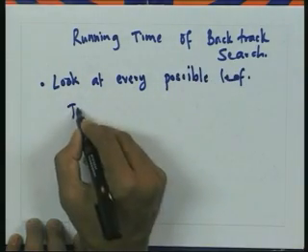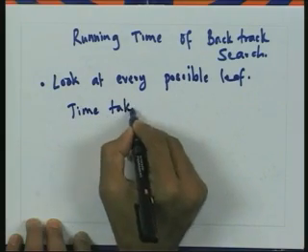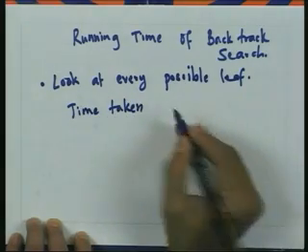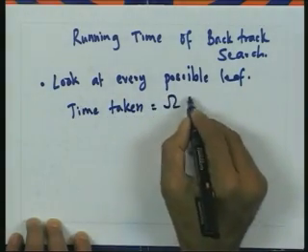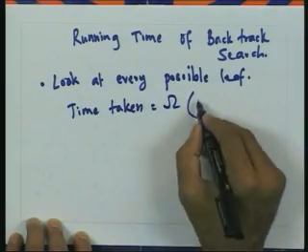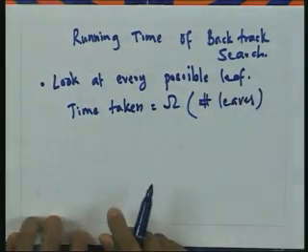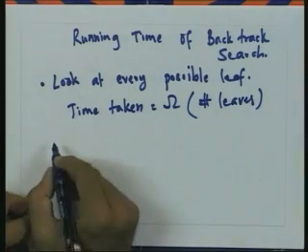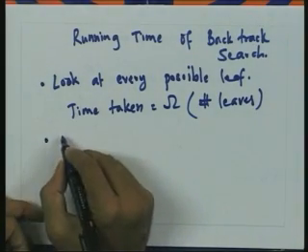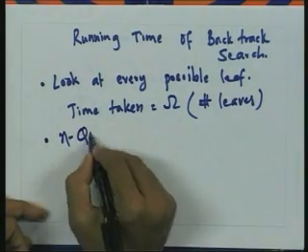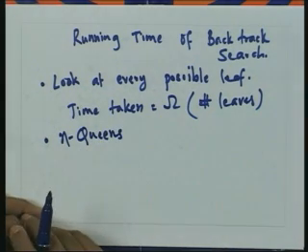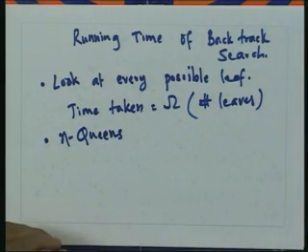So the time taken will essentially have to be, at least in the worst case, the number of leaves. So let's consider this for the case of the n queens problem. Let's generalize it to n queens rather than 8 queens or 4 queens. In this case, how many leaves do we have?